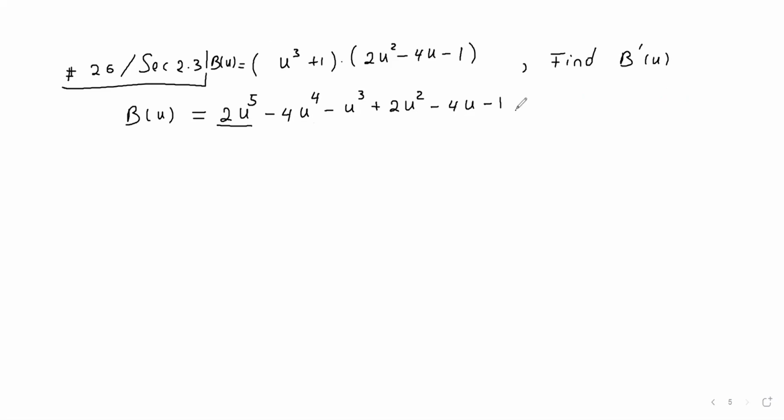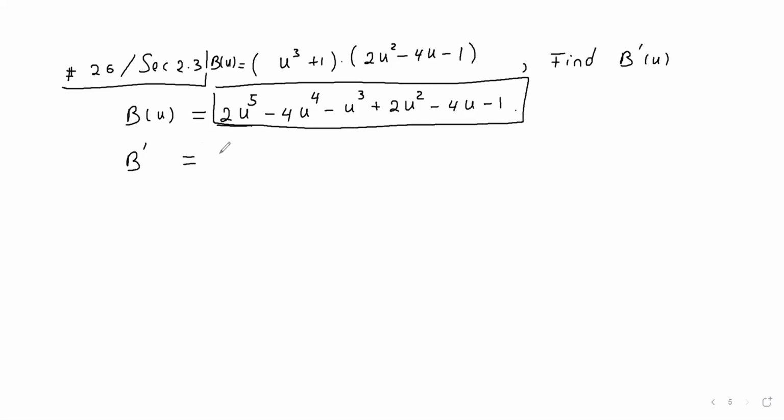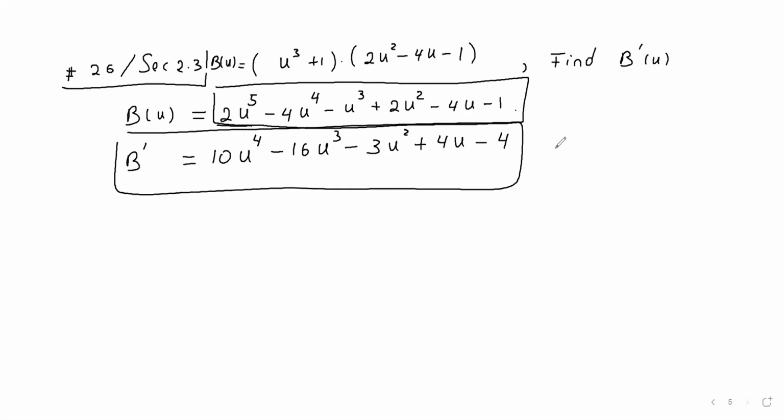So over here, I'm using this formula. This is not the answer. The answer would be B prime, using the formula above, the one just boxed. B prime will be 2 times 5, which is 10u to the 4, minus 4 times 4 is 16u cubed, minus 3u squared, plus 4u minus 4, and that would be minus 0, but I don't need to do that. So this is going to be my answer.